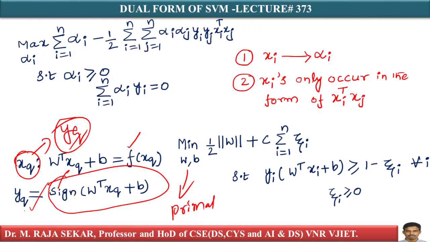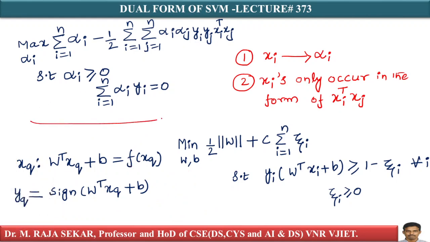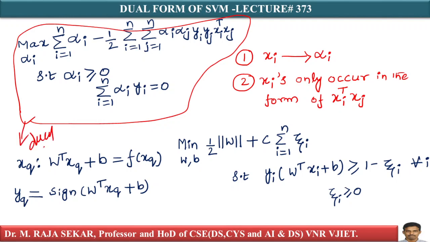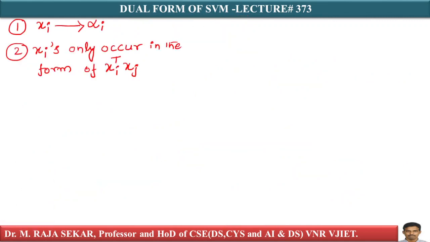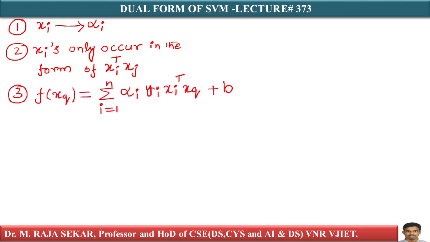If you solve the dual problem, you can get your yq. Same thing, you will get yq from the dual problem also. Which one is dual? This is dual. From the dual also, you can get yq, isn't it? How will it be? What is my f of xq? f of xq equals sigma i equals 1 to n alpha i yi xi transpose xq plus b. This is for our dual.